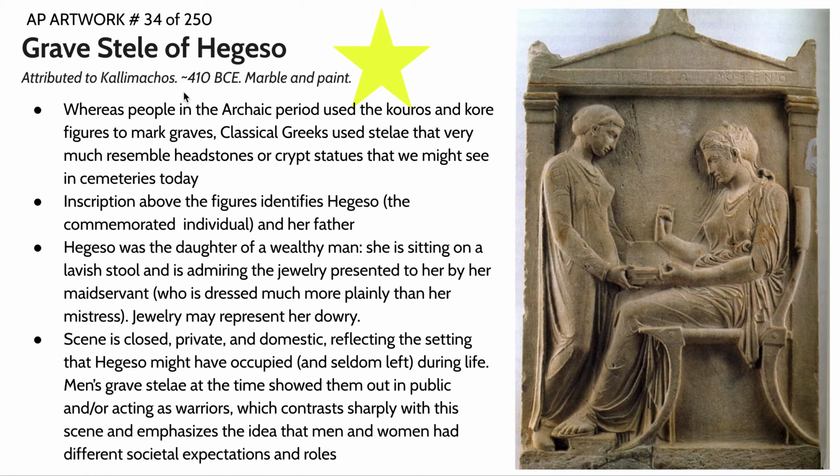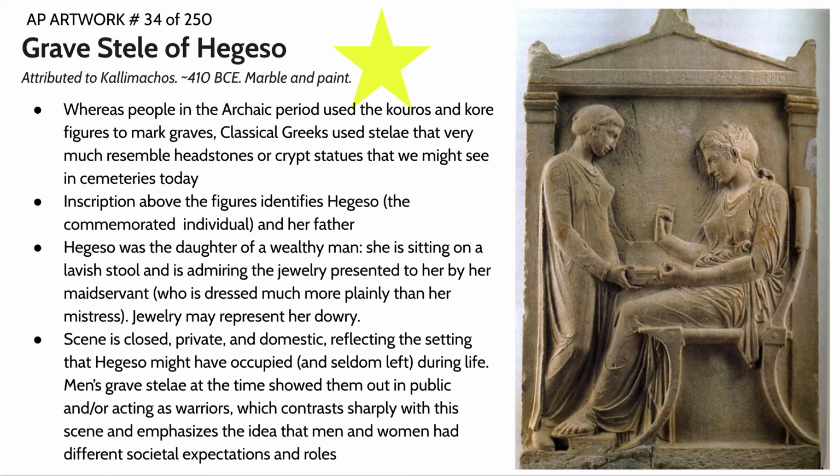Moving on to our next artwork, I know there's a lot of stuff associated with the Acropolis. This is the gray stele of Hegeso, attributed to Callimachos. So we saw in the Archaic period that the ancient Greeks used these Koros and Kori statues to mark their graves. So remember these full-sized, like 6 to 6.5 foot tall sculptures of men and women.